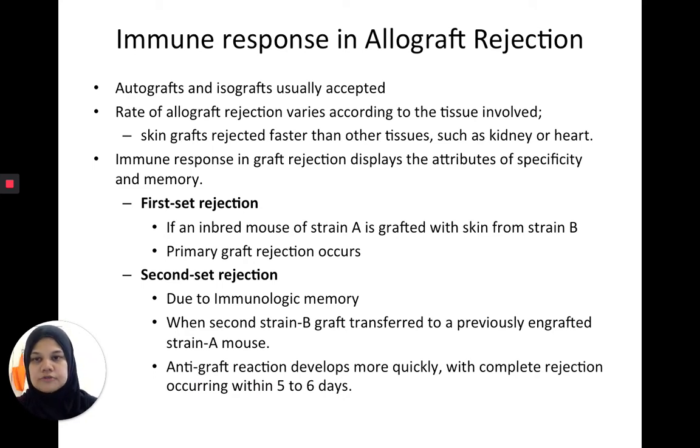The whole idea of the immune response in graft rejection is based on what we talked about earlier, which is specificity and memory. So it goes in two steps. The first set rejection occurs, for example, if an inbred mouse of strain A is grafted with skin from strain B, and then it gets a primary graft rejection. So let's say it's not compatible. But the second set rejection is because of the memory that was obtained. When a second strain B graft is transferred to a previously engrafted strain A mouse, the rejection will occur even faster. A complete rejection will occur within 5 to 6 days, instead of the length of time that it takes for the first set rejection.